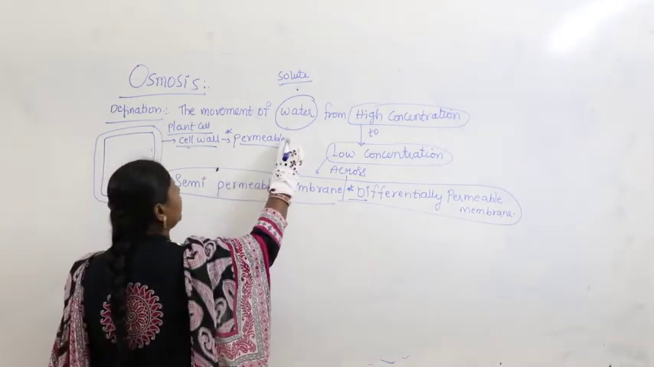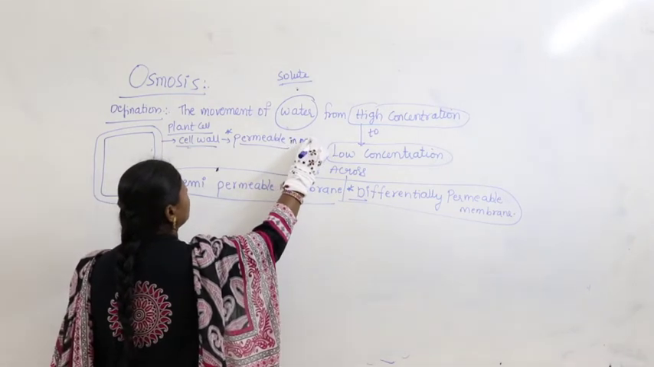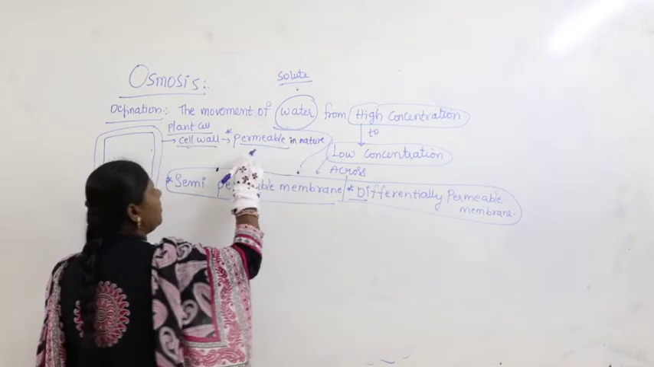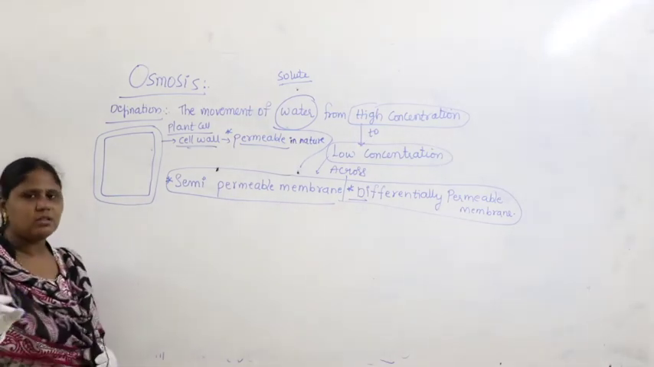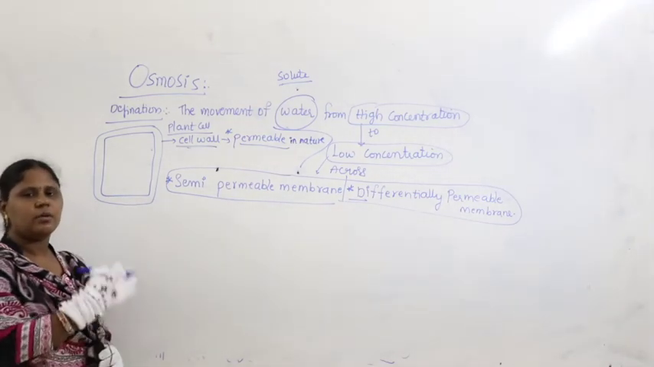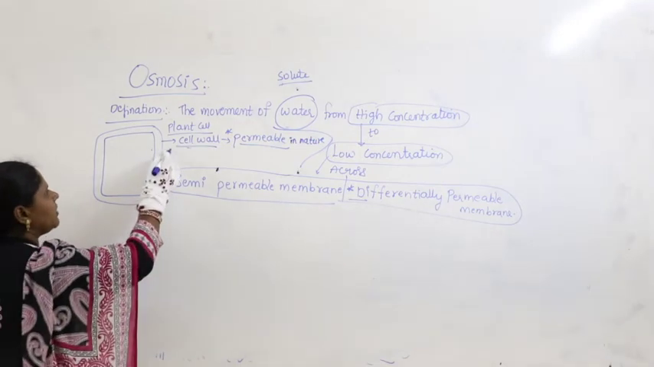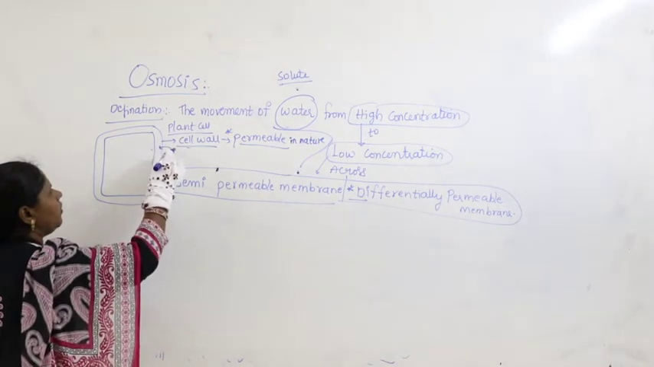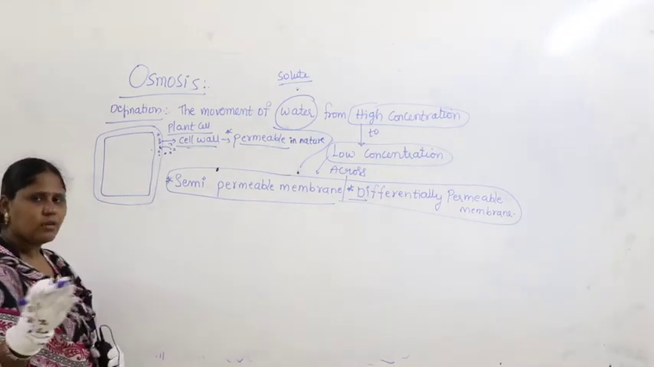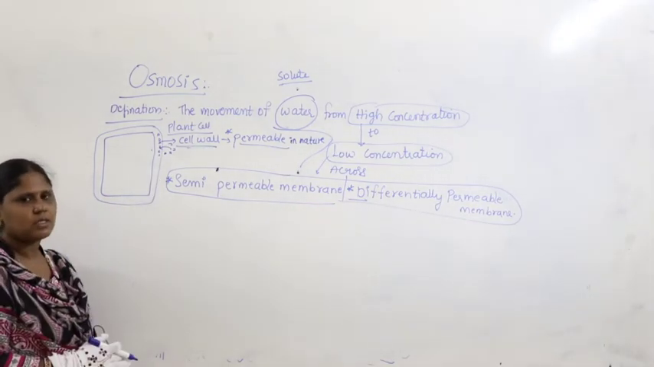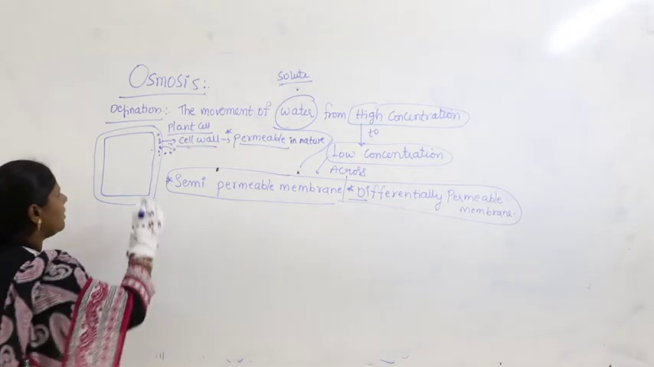What's the meaning of permeable in nature? Permeable nature means it allows everything to go. It passes everything to transport. It allows everything to come inside. So there are so many molecules which entered inside. But after passing across the cell wall, who is there inside?